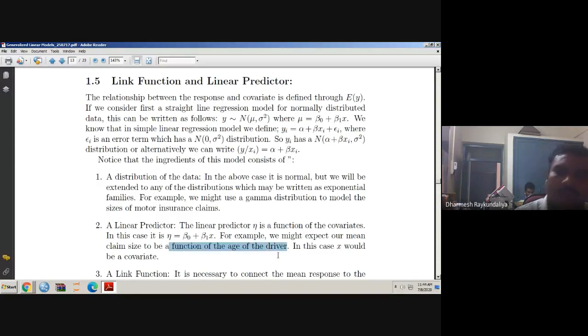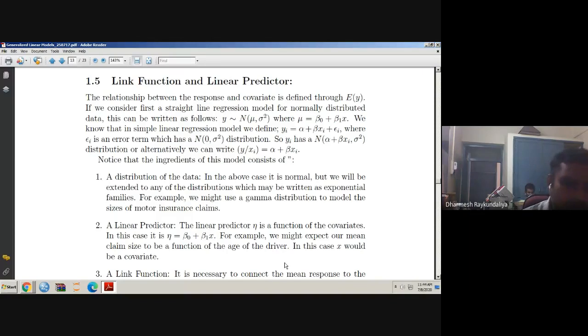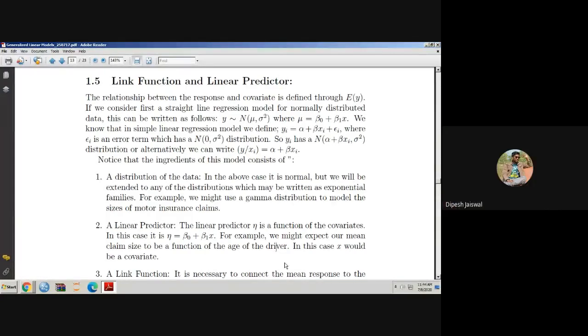For example, we might expect our mean claim size to be a function of the age of the driver. अब ये कैसे पता चलेगा कि कौन सा x लेना है? Who will suggest you? कौन सा x लेंगे, कैसे पता चलेगा? आप डिसाइड करेंगे मॉडल में x ये चाहिए या वो चाहिए, या पर्सन जिसको मॉडल डेवलप करवाना है वो बताएगा? तो जिसको पहले कराना है, पहले वो बताएगा, फिर उसके हिसाब से हम डिसाइड करेंगे क्या रखना है.